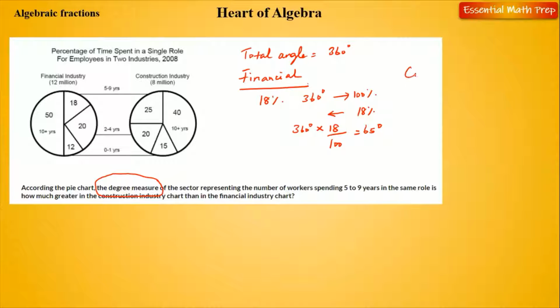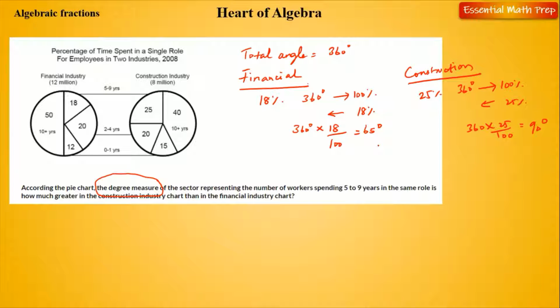Similarly, for the construction industry, the employees who had a similar role in the 5 to 9 year window is 25%, right? If 360 degrees corresponds to 100%, then 25% would correspond to 360 times 25 over 100. I believe it was 90. So let's do the math. Yes, it was 90 degrees.